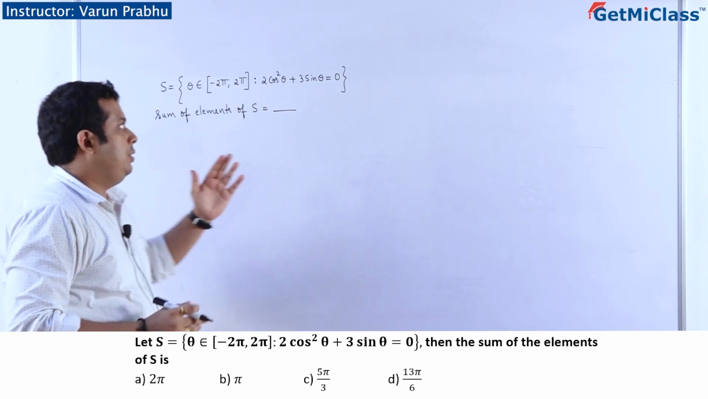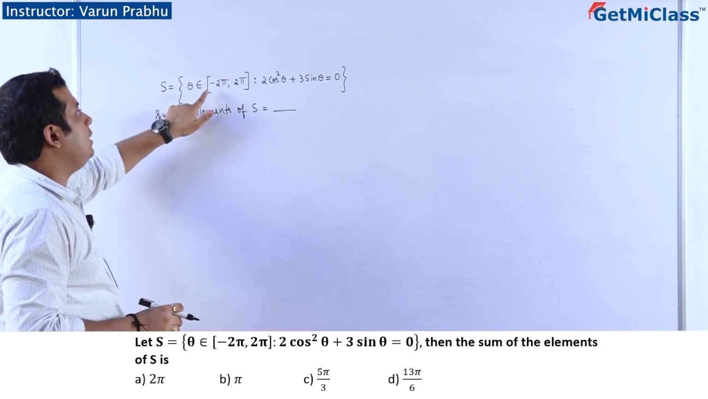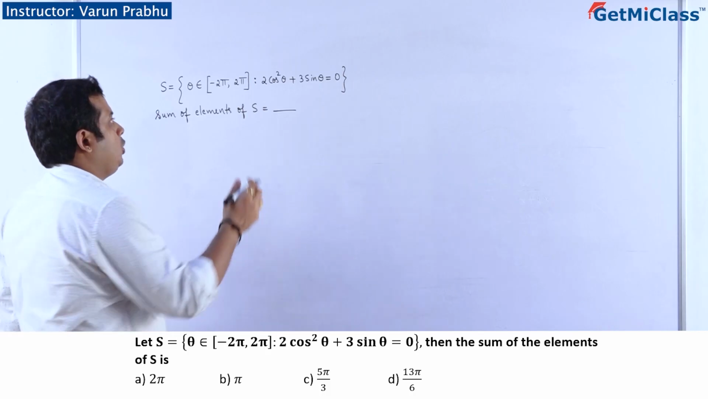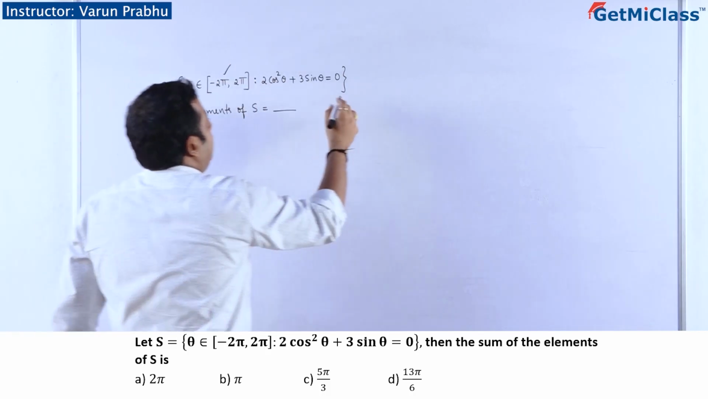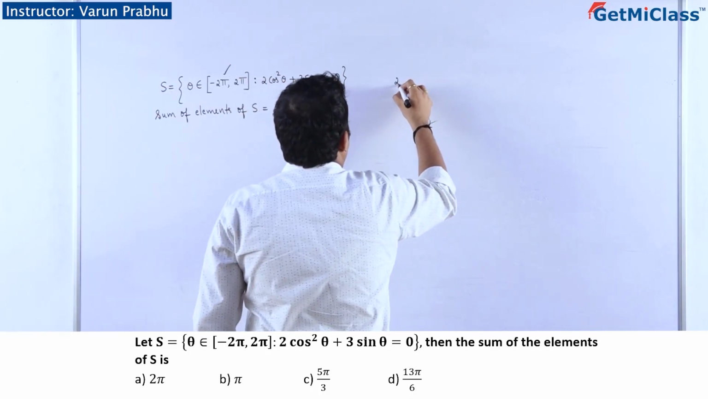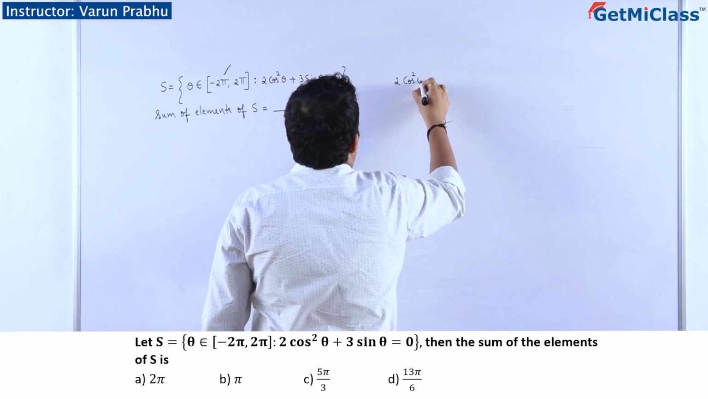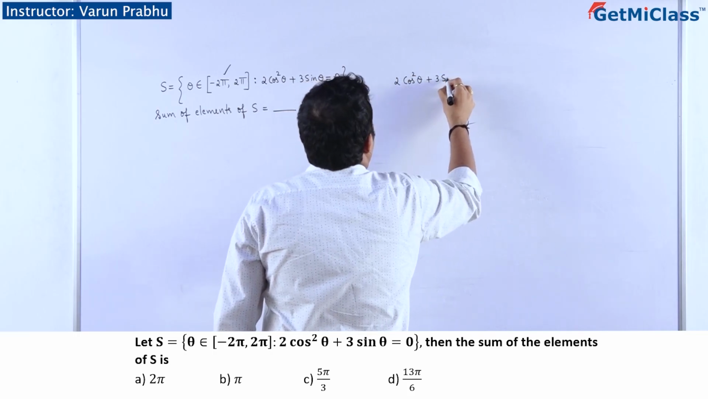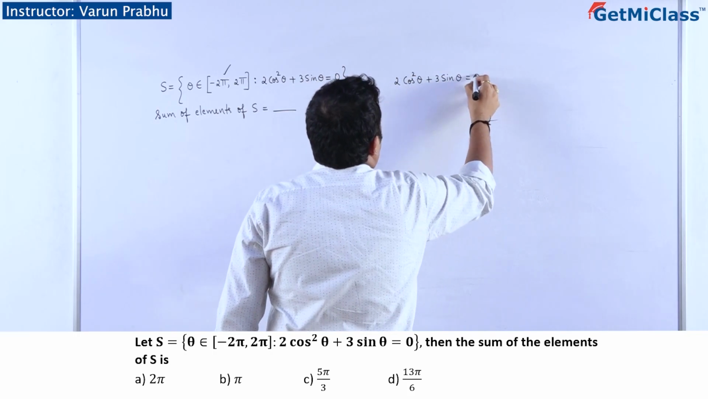If you look at this question, this is one more important question. Theta is lying from minus 2 pi to plus 2 pi. This is recorded. Now, what is given in the problem? The elements in S will satisfy this equation: 2 cos squared theta plus 3 sin theta is equal to 0.